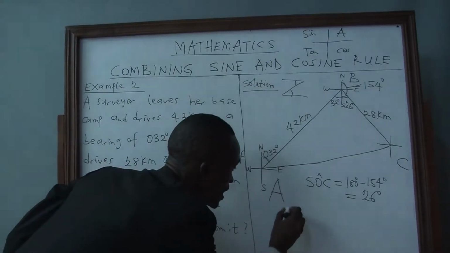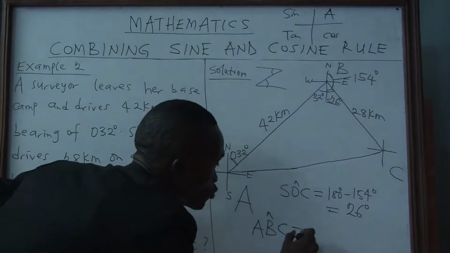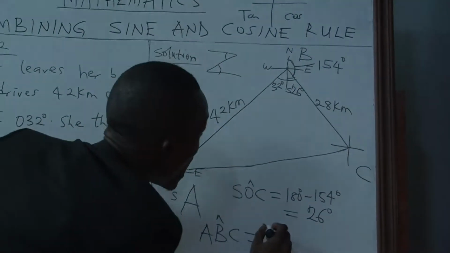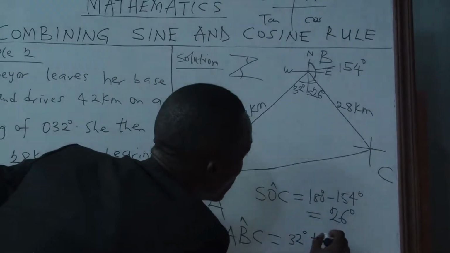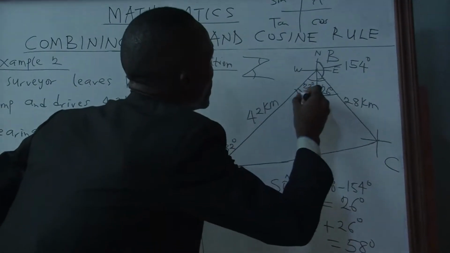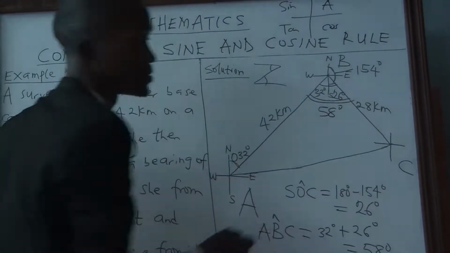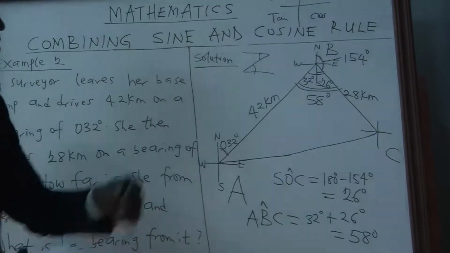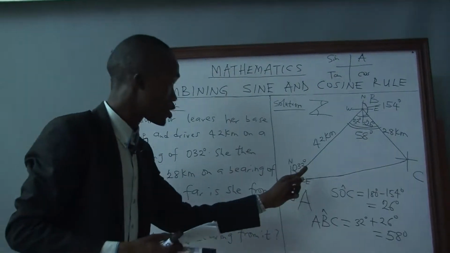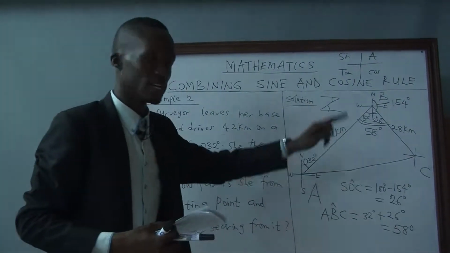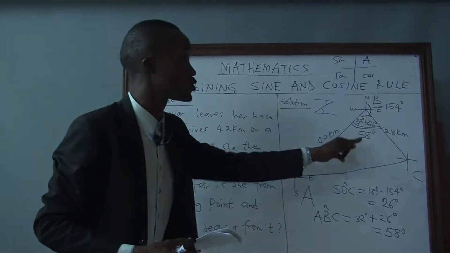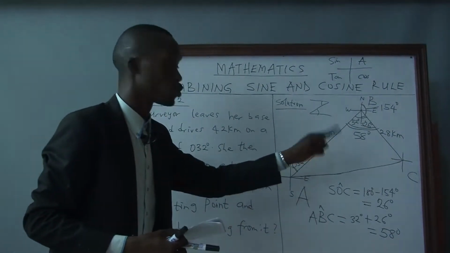Then the whole of angle ABC, that is angle B. When we have this triple, we are talking about the angle at the middle, so that is angle B. Angle B is just 32 degrees plus 26 degrees, which gives us 58 degrees. So the whole angle here is 58 degrees. If you look at the figure, we have two sides and the angle between them. We don't know what angle A is, we don't know what angle C is. The only angle we know here is angle B. And when we have two sides and the angle between them, the rule to use is the cosine rule.